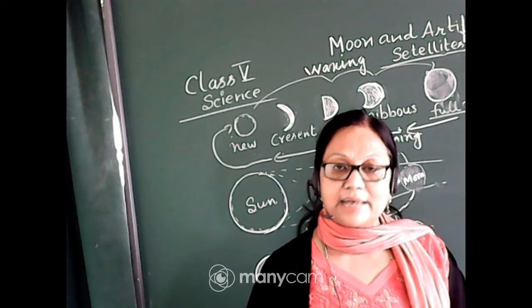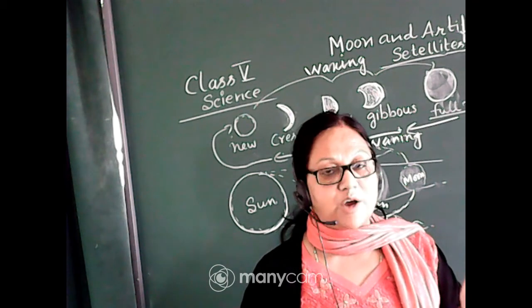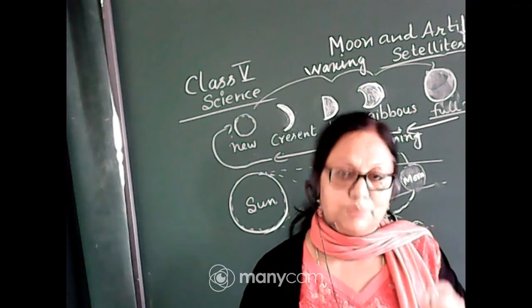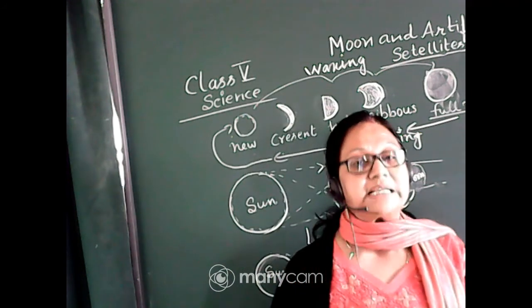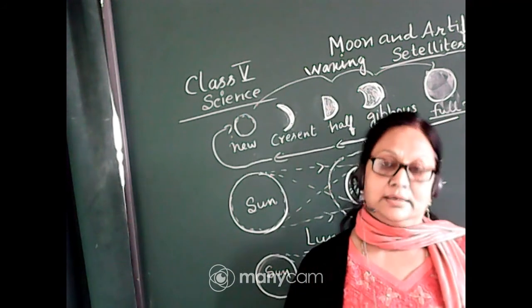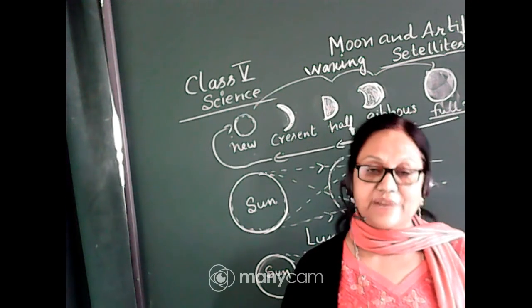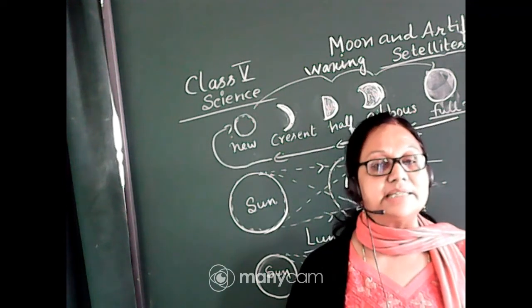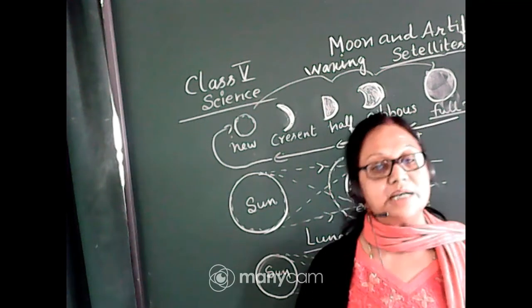Okay, now what happens when, in a straight line, Earth comes in between the moon and the sun? Then Earth, as it is an opaque object, does not allow sun rays to fall on the moon, and in that case the moon cannot reflect its light back, so we cannot see the moon, and that time we say it is a lunar eclipse.